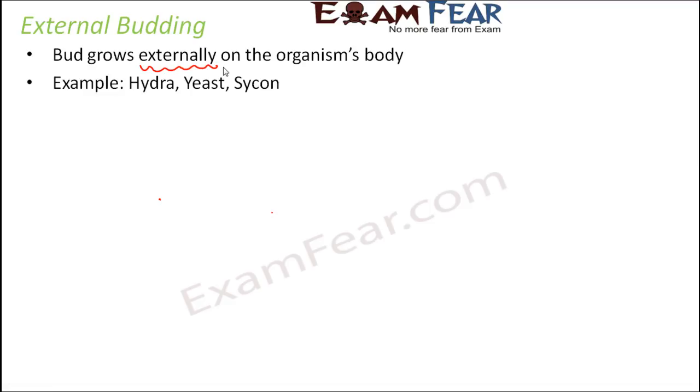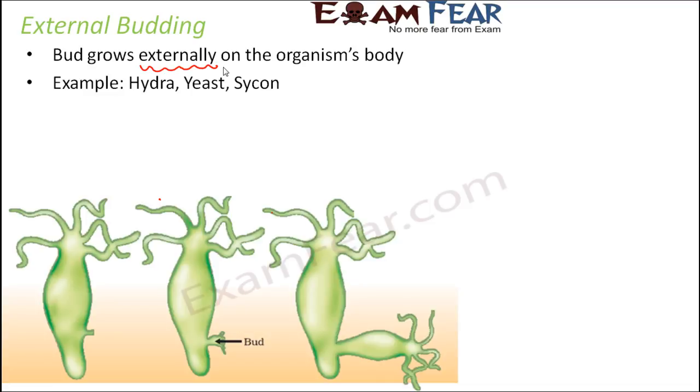Yes, the most obvious example is that of Hydra. Hydra is the most common example that we talk about when we talk of budding. If you see in case of Hydra, this is the bud which develops externally, visible from outside. It develops on the surface of the organism's body. This is external budding. Now what happens as the bud grows? The bud actually has two options. One option is that it grows, and once it is completely grown, it may separate from the parent's body. From here it will get separated and become a new organism altogether.